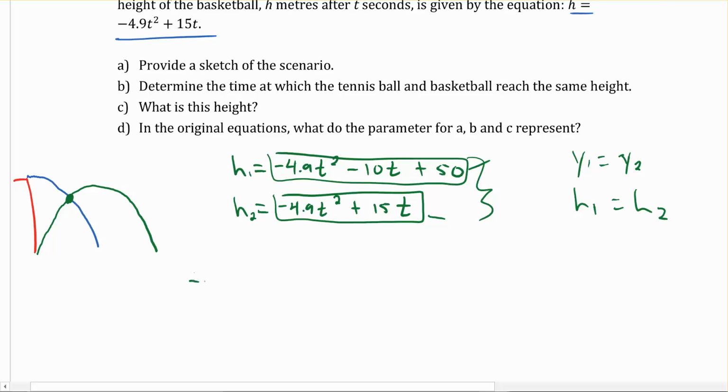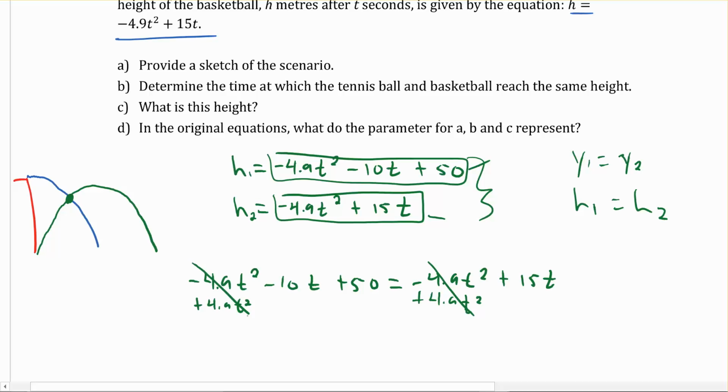So I'll rewrite this as negative 4.9t squared minus 10t plus 50 is equal to negative 4.9t squared plus 15t, and that's it. Okay. So if I rearrange this, something kind of nifty or kind of good happens. If I add 4.9t squared to both sides, they cancel. So those cancel, and our t squareds are gone, and I'm left with minus 10t plus 50 is equal to 15t. I'll bring 10t over here, so plus 10t.